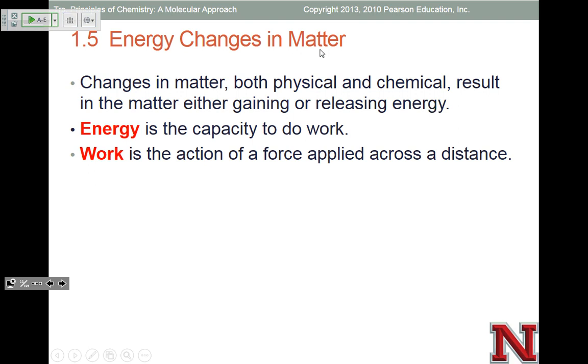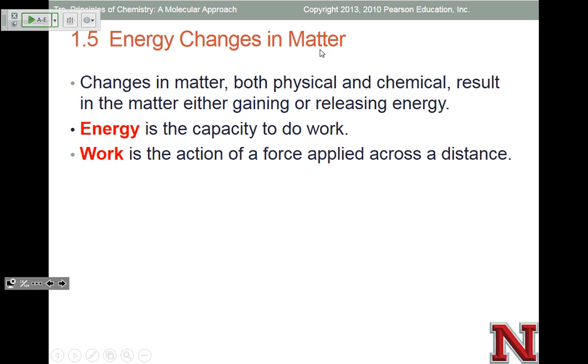And work is just the action of force applied across a distance. In chemistry, we'll often be talking about thermodynamics, and we'll be devoting a whole chapter to thermodynamics, the exchange of heat, which, not a lot of heat in this classroom. It's freezing in here. We'll be looking at that in a lot of detail.